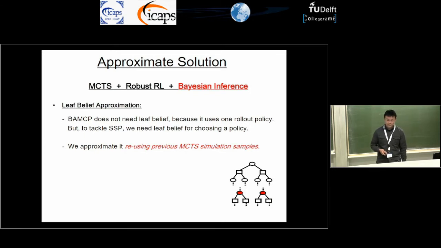And thirdly, Bayesian inference considers the leaf belief approximation described here. BAM-CP does not need leaf belief because it uses only one rollout policy. But to tackle the SSP problem, we need leaf belief for choosing a policy. We approximate it by reusing previous MCTS simulation samples.